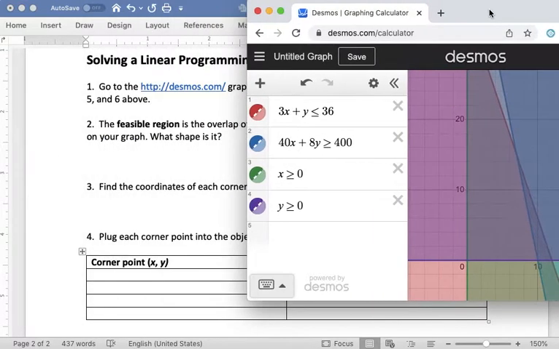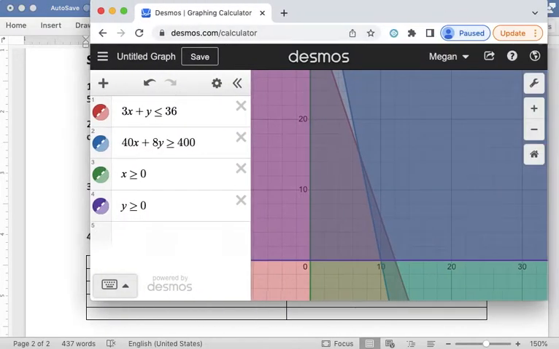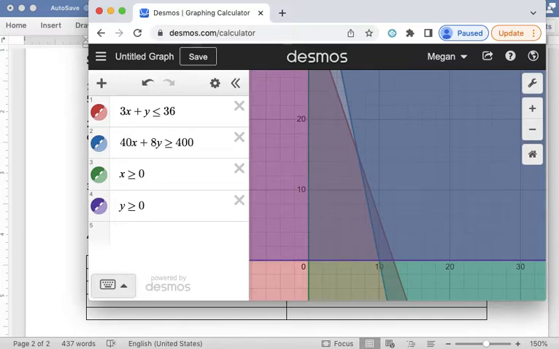And then our second question defines the feasible region as the overlap of all of the inequalities graphed. Find the feasible region on your graph. What shape is it? So it's a little bit hard to see with all the colors going on here what region it is where all 4 of the inequalities are overlapping. I'm going to turn off the green and the purple ones here because I can sort of mentally put in that I have an inequality at the y-axis and one at the x-axis. So I know that it needs to be in this first quadrant here and then only look at the other 2 inequalities. So I'm going to turn those off.